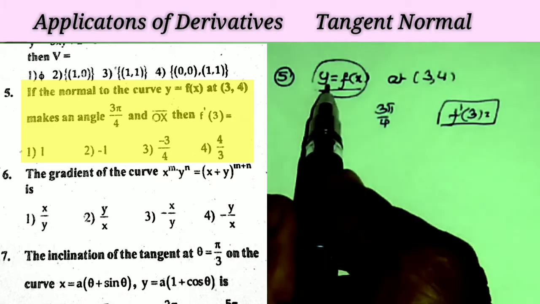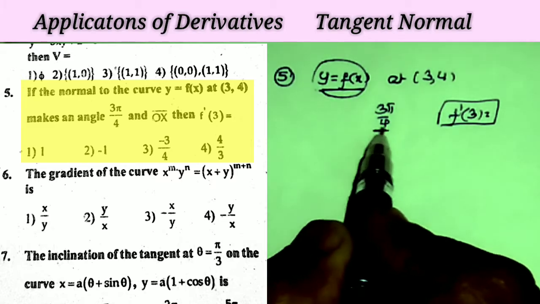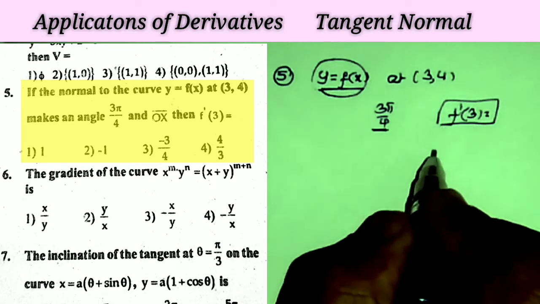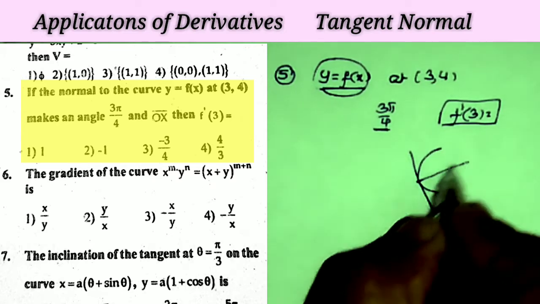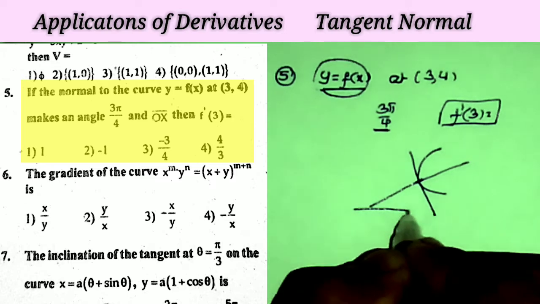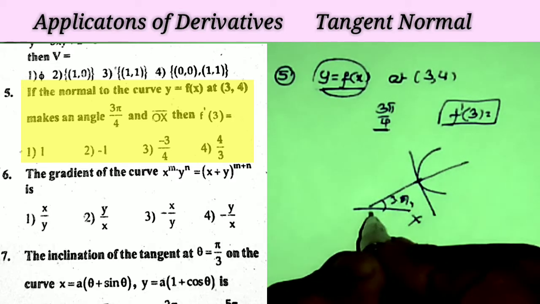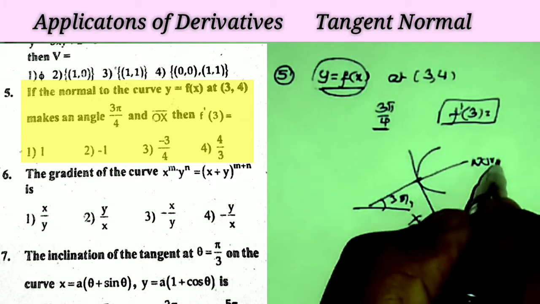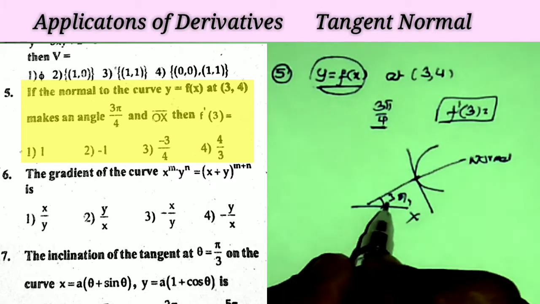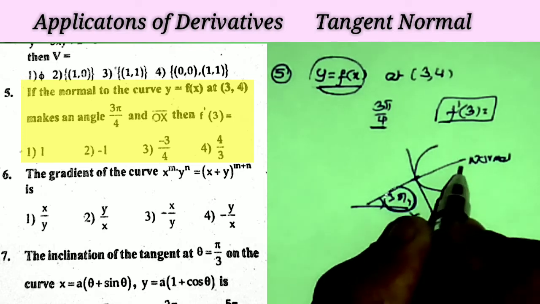So given that the normal of the curve y is equal to f of x makes an angle 3 pi by 4. So suppose this is the curve, this is the tangent and this is the normal. What is given? The normal makes an angle 3 pi by 4 with the x-axis. This is the normal. Okay. So that is, theta value is given.